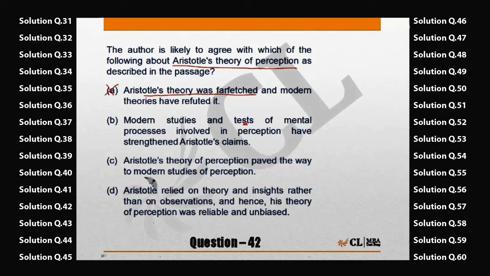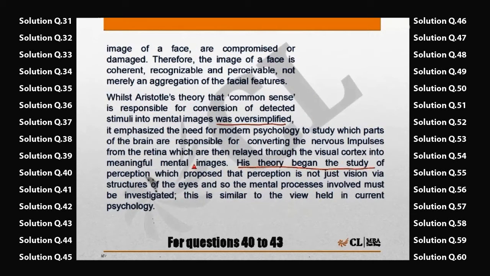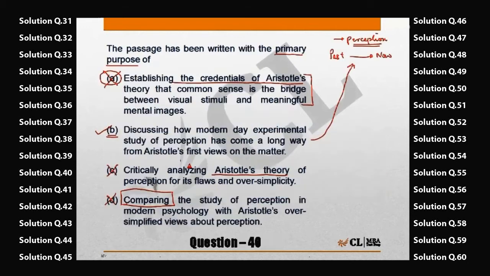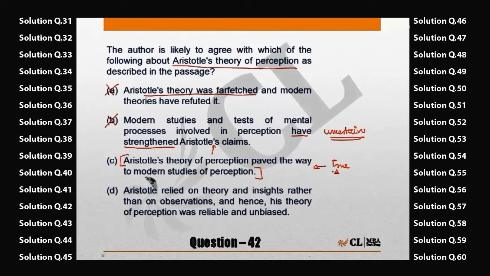B. Modern studies and tests of mental processes involved in perception have strengthened Aristotle's claim. Now the key thing is have strengthened Aristotle's claim. That makes it uncertain. If you look at it, the author has never said that the modern studies have strengthened what Aristotle has said. So B would be incorrect. Let's look at C. Aristotle's theory of perception paved the way for modern studies of perception. This can be easily identified. It's here. His theory began the study of perception, which proposed that perception is not vision, and so on and so forth. So this statement would be true.